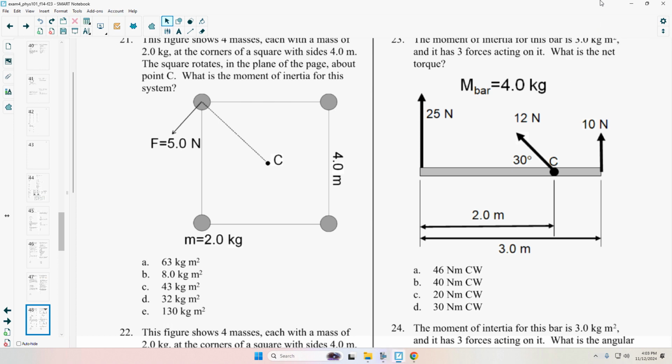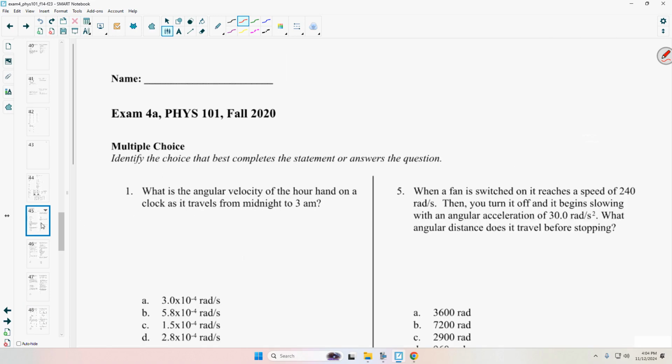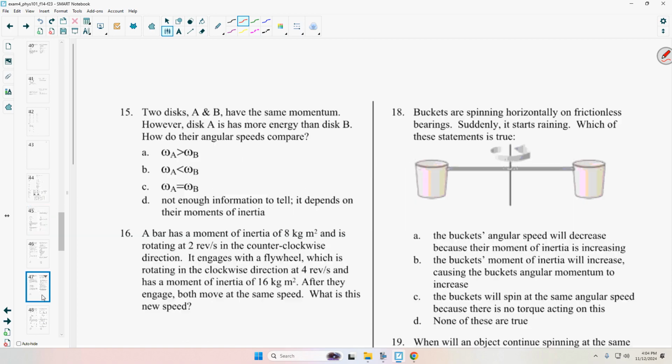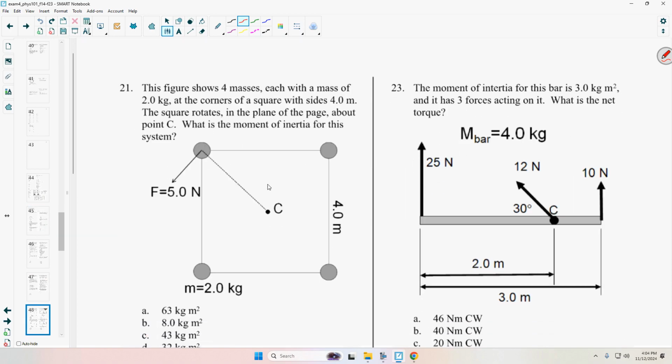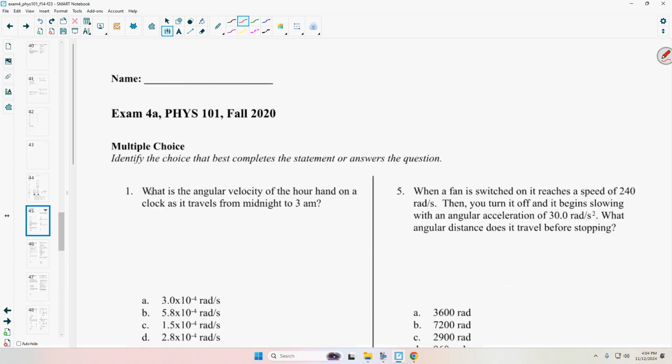So the quiz tomorrow is only on chapter 8, and chapter 8 is only on exams 4. You can look at the key just to see which exams those are. A student asked about this exam, exam 4A, fall 2020. They wanted me to do these two questions, 21 and 22, which are a type of question that you'll see on the quiz.